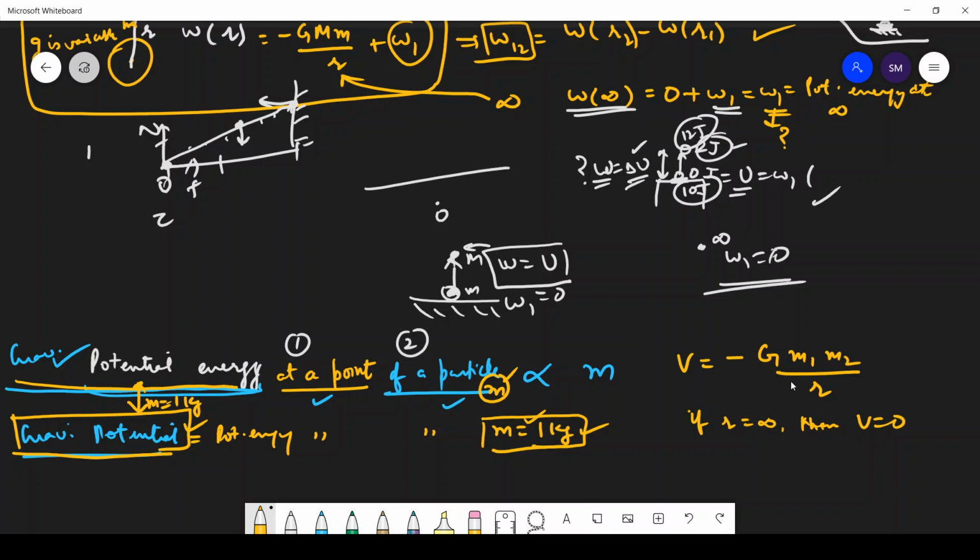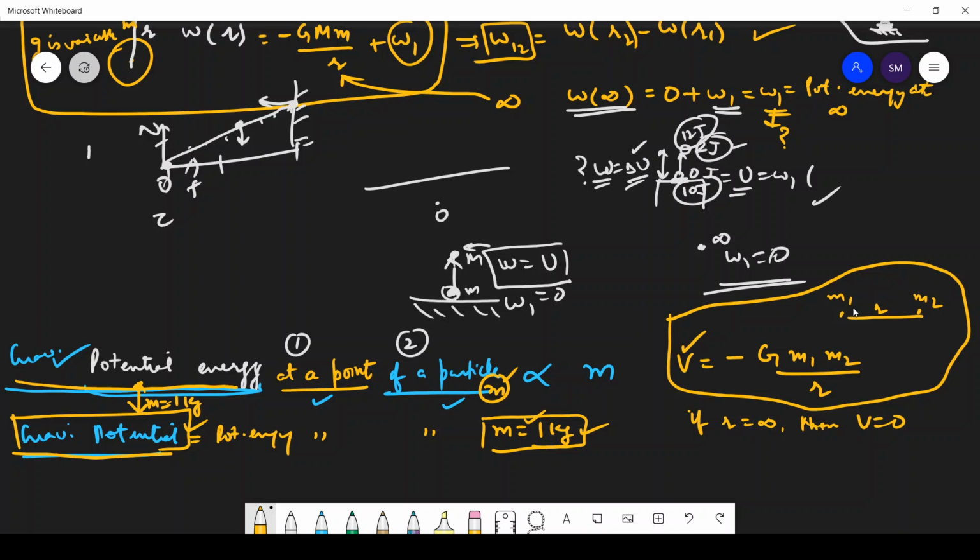So this is the gravitational potential energy associated with two particles of masses m1 and m2 separated by distance r. This is the formula, students, for the gravitational potential energy of a system of two masses. This system has the potential energy. It is associated with the system of two particles whose masses m1 and m2 are separated by distance r, so minus G m1 m2 by r. So what will be the gravitational potential? Students, this I can write as V, this I can also write as W.